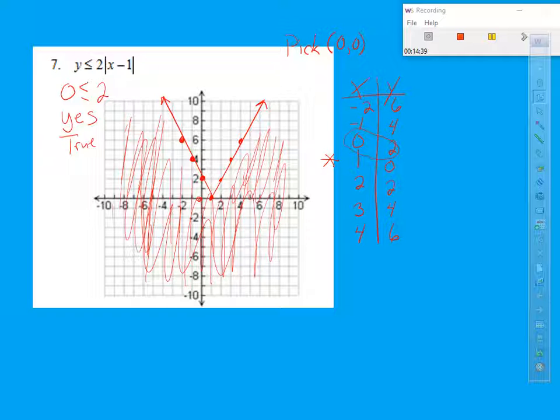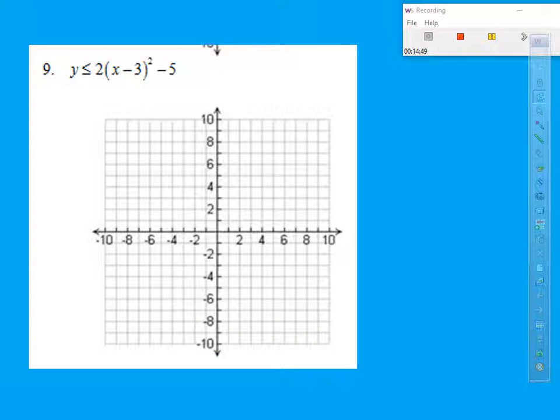Let's go pick on your number 9. What I need you to do to start with, after you draw your XY chart, decide what number goes right there. And in this case, it's a 3. So here's a 2, here's a 1, there's a 0, 4, 5, and 6.